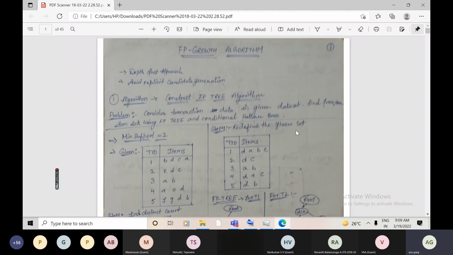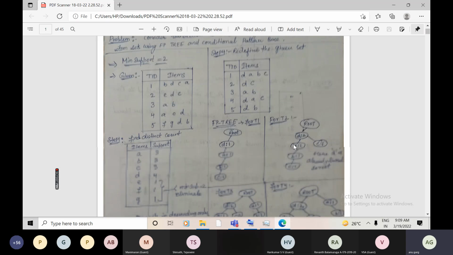Yeah, so this is the problem. Here, first we will understand how to construct an FP tree. This is the FP tree algorithm. We need to understand how we do frequent pattern mining using the FP tree algorithm, but before that, we need to understand how to construct an FP tree.